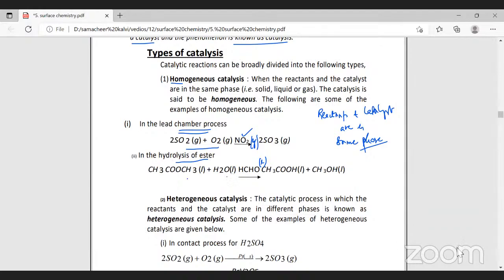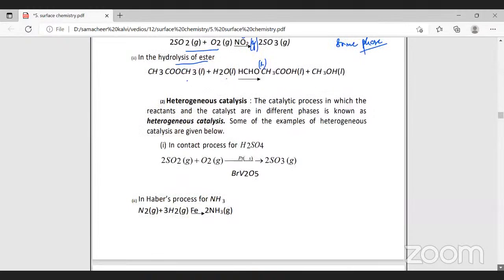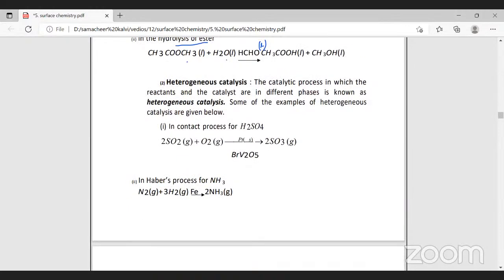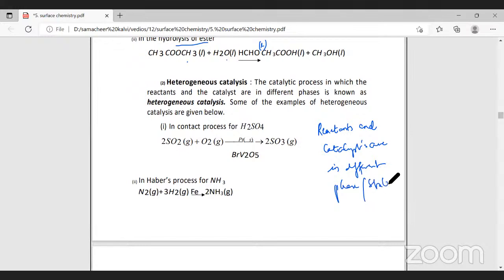The next is heterogeneous catalysis. A catalytic process in which the reactants and the catalyst are in different phases, or different states, is called heterogeneous catalysis. Heterogeneous catalytic reactions are those in which the reactants and the catalyst are in different phases.